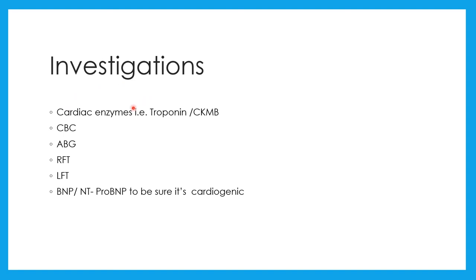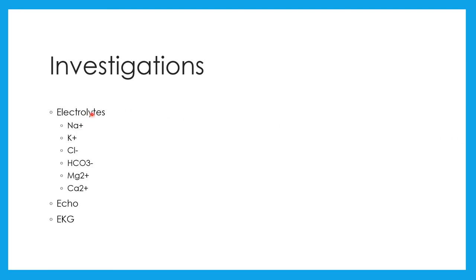Investigations that could be embarked upon include cardiac enzymes, troponin, CK-MB, complete blood count, arterial blood gases, renal function test, liver function test, BNP, NT-proBNP, to be sure it is cardiogenic. Electrolytes can be done: sodium, potassium, chloride, bicarbonate, magnesium, calcium. We can have an echo and EKG.